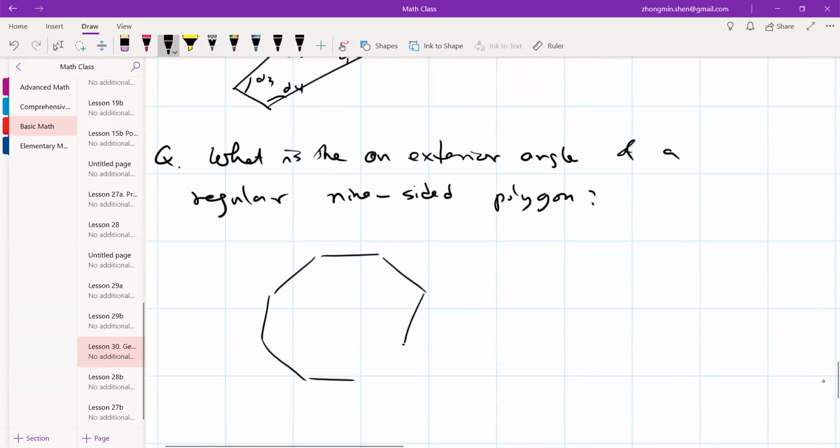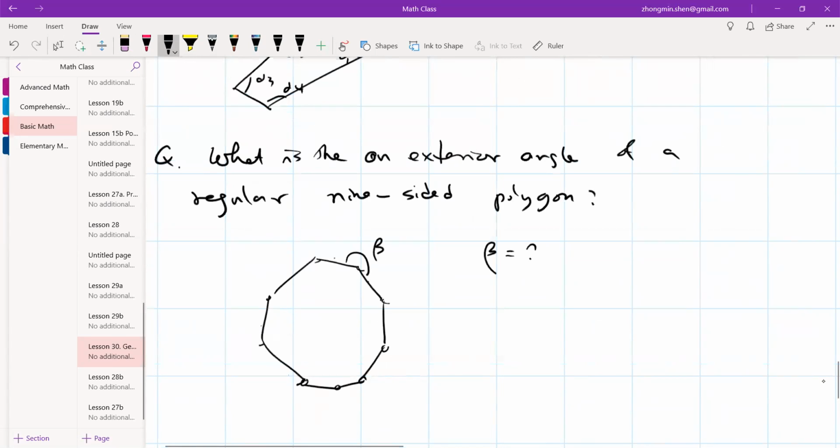1, 2, 3, 4, 5, 6, 7, 8. It seems weird because a 9-sided polygon wouldn't have perfect sides. 1, 2, 3, 4, 5, 6, 7, 8, 9. I just drew 9 sides. No, this is a 9 polygon, but if all the sides are equal, it's called a regular polygon, a 9-sided polygon. So what is the exterior angle? What is this beta? That's the exterior angle.